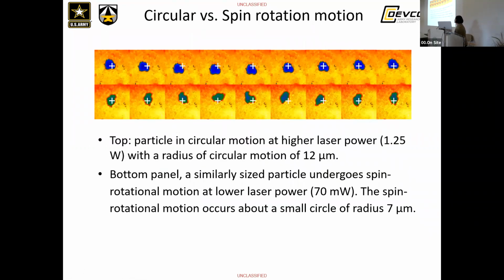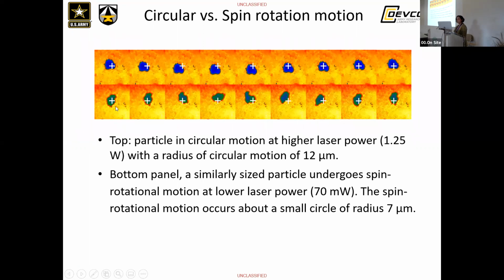Okay. So after trying this, we made a couple of interesting observations. One was that at higher laser power, our particles tended to undergo circular motion, and then as we lowered the laser power, the motion starts to become more rotational, but we have a lot of jumps, and then if you lower even further, you get a more smooth rotational motion with a tighter radius of motion. So on the top panel here, we're showing a particle that's undergoing a circular motion. If you look at the white crosses here, that's the approximate center of motion. So you can see that the particle is going around this center in a circular pattern.